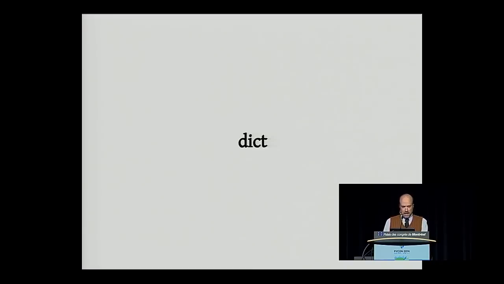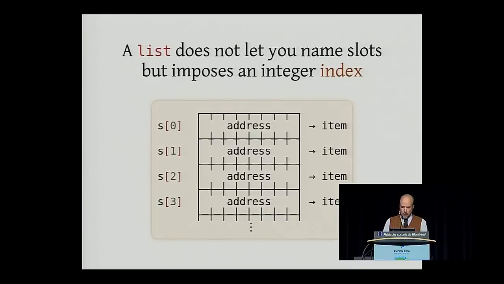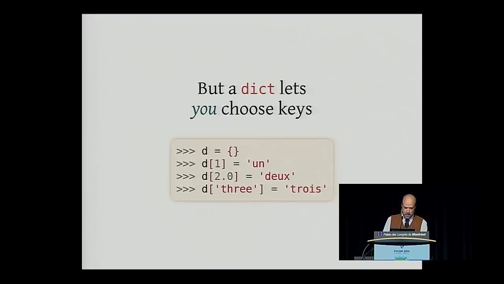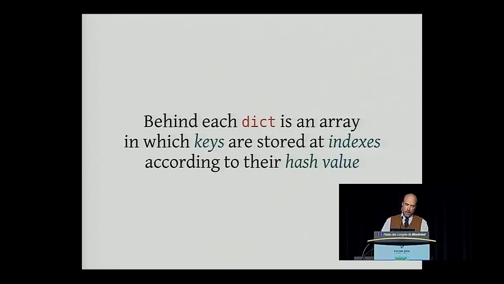All right, now we come to the dict, which I won't give a lot of detail on because of a talk I did earlier. I'll just say that while a list doesn't give you any choice of names, they're going to be integers, a dictionary lets you choose the keys that you want to look up data with. Behind each dictionary, to implement this, is an array, because that's the one thing the computer does efficiently, in which keys are stored at an integer index that's built from something called the key's hash value. So that translates for us from something complicated, a key, to something simple, an integer.